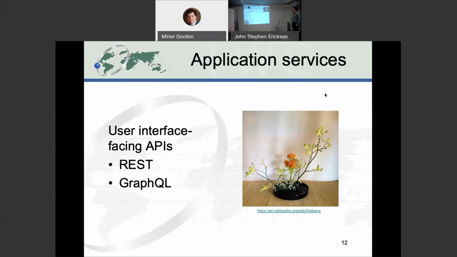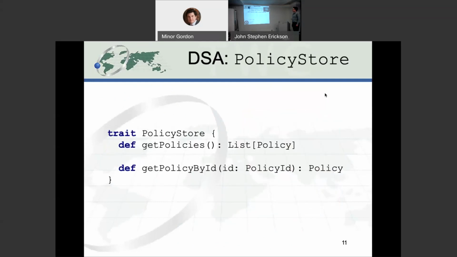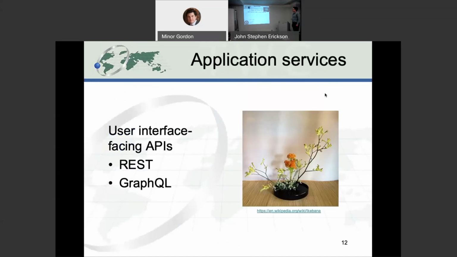So application services are the next level up. You notice that these high-level domain services don't have anything about serialization. They're just talking in terms of domain models: give me this domain model. I'm not talking about HTTP or anything. So you need another layer outside of that, which is application services.